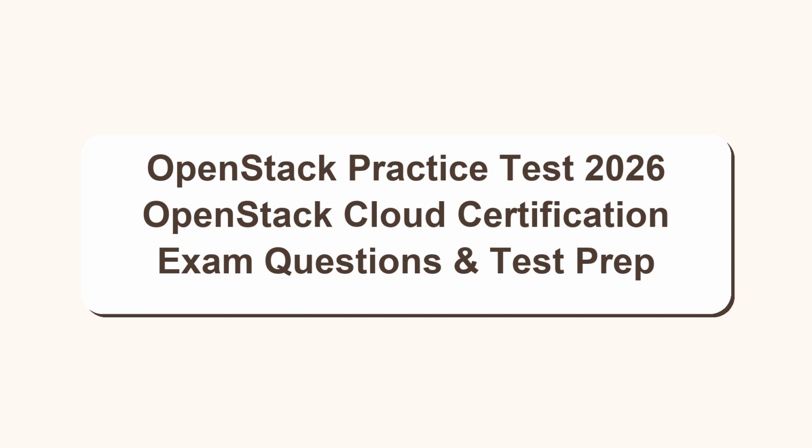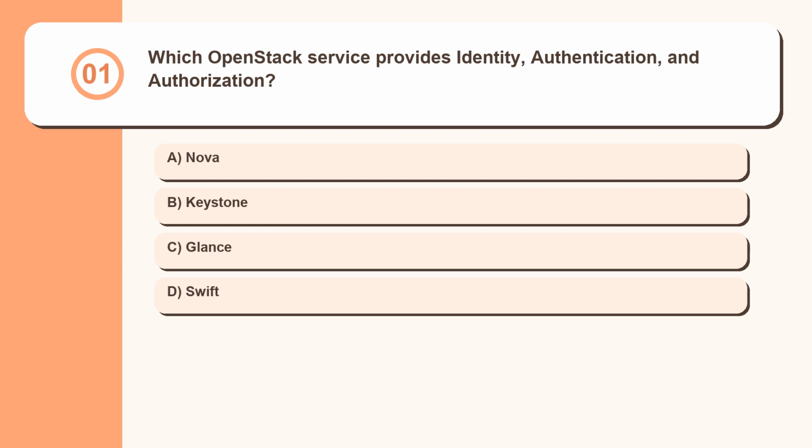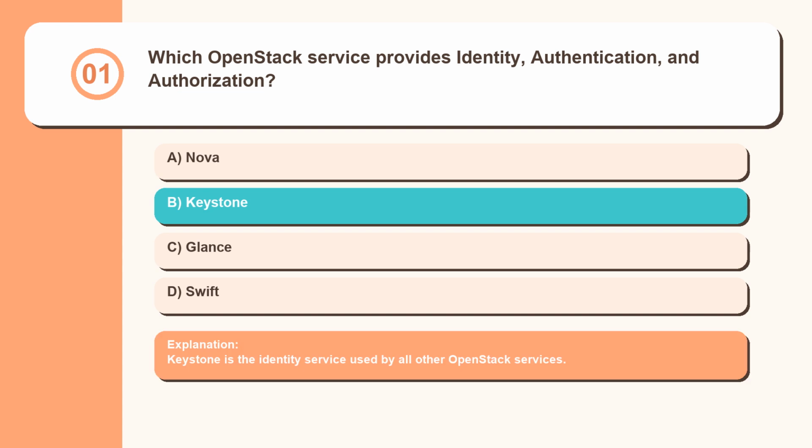OpenStack Practice Test 2026. OpenStack Cloud Certification Exam Questions and Test Prep. Question 1. Which OpenStack service provides identity, authentication, and authorization? Nova, Keystone, Glance, Swift. Keystone is the identity service used by all other OpenStack services.